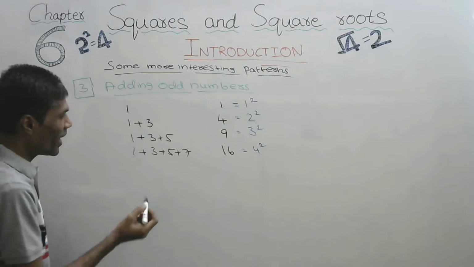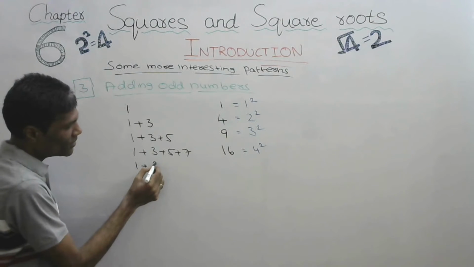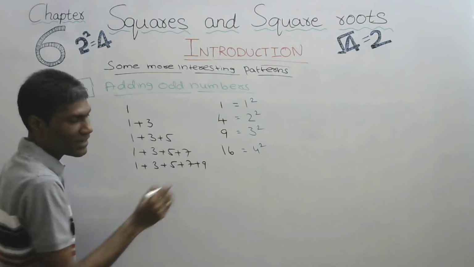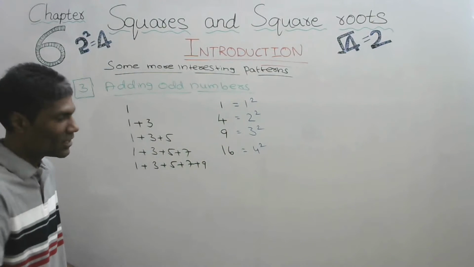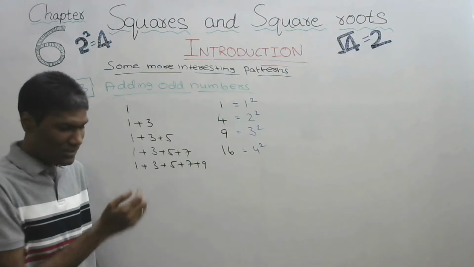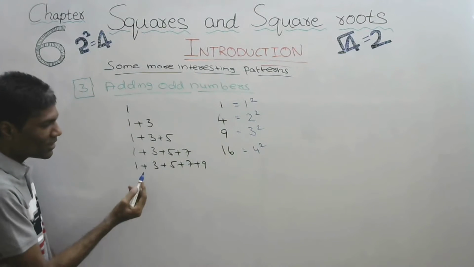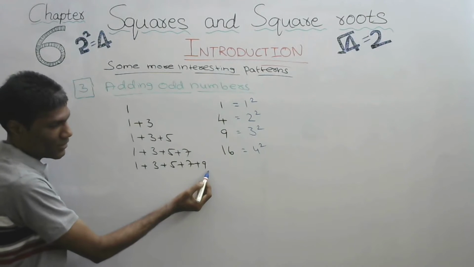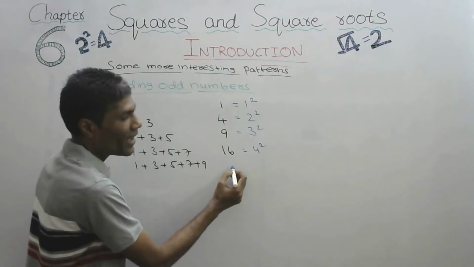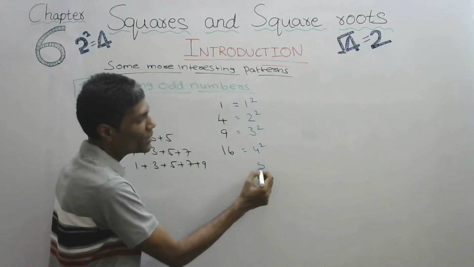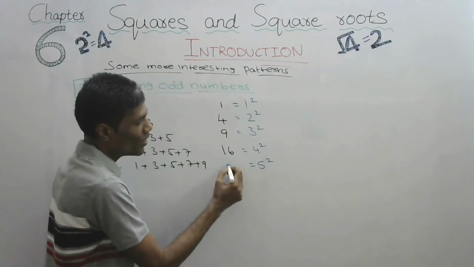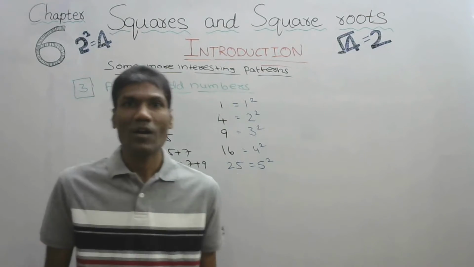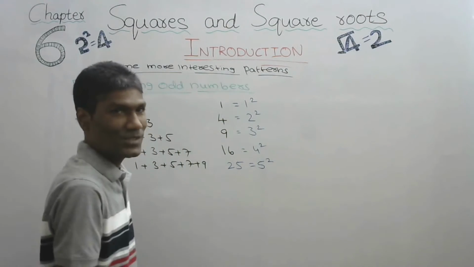Now, if I ask you 1 plus 3 plus 5 plus 7 plus 9, then will you say the answer without adding all this? Simple. How? How many numbers are there? 1, 2, 3, 4, 5. So the answer will be directly 5 square, that is 25. Interesting, isn't it?